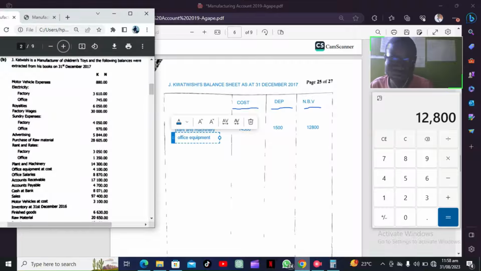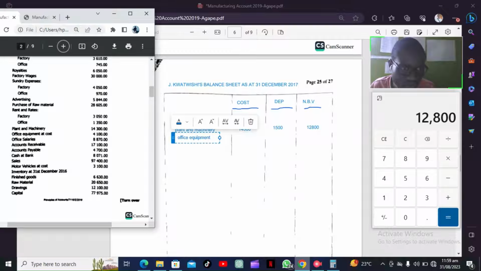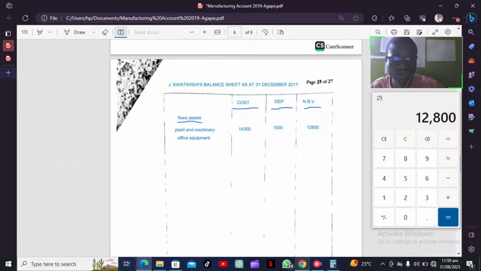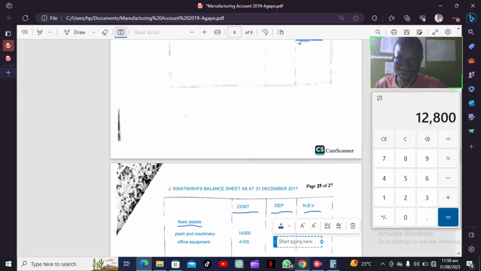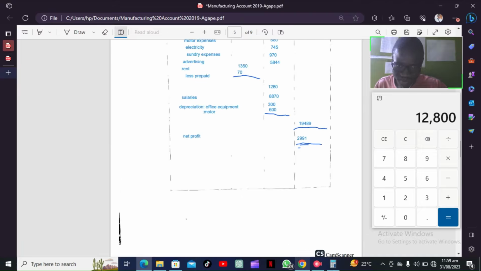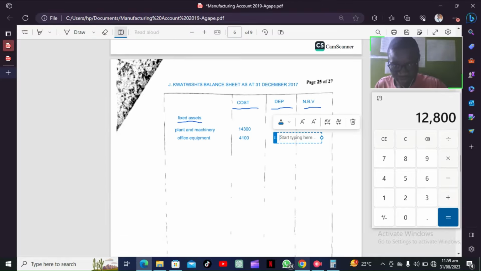How much was it at cost? So office equipment at cost was 4,100. So we're going to enter 4,100. Then what was the depreciation for the office equipment? So office equipment depreciation, we were given 300. So we're going to enter the 300 that we were given, 300.